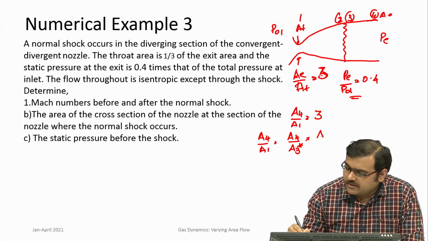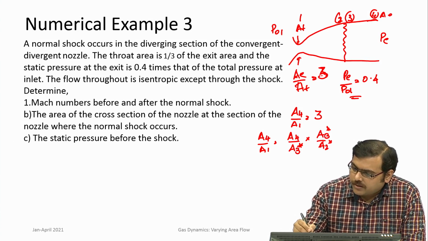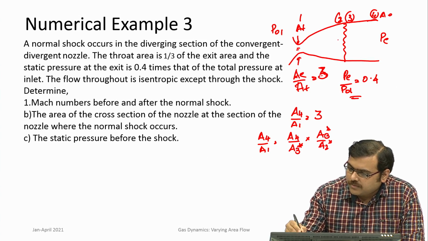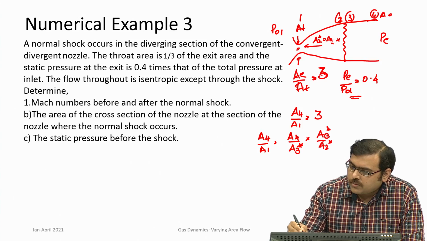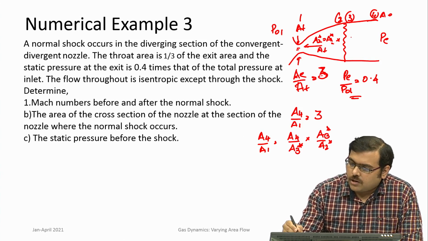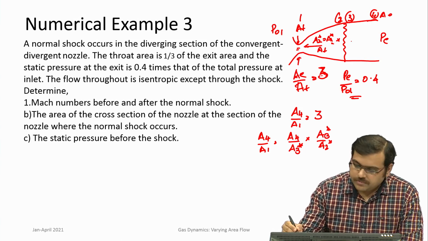So, A3 star by A2 star. A2 star will be equal to A1, because this is a supersonic flow. Here Mach number is 1, and all through this region A2 star will be equal to A1 star, or A1 equal to AT. But A3 star will not be equal to A2 star, because there is a stagnation pressure loss across this shock. Okay. So, this is the principle we use.